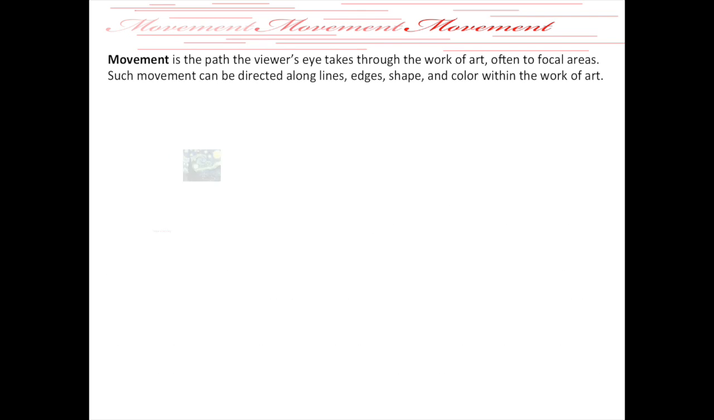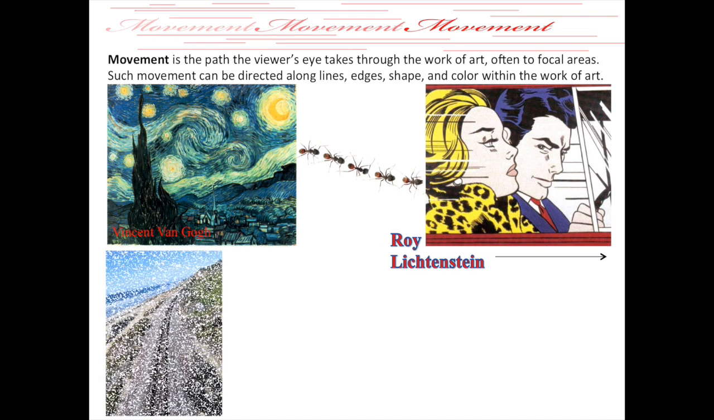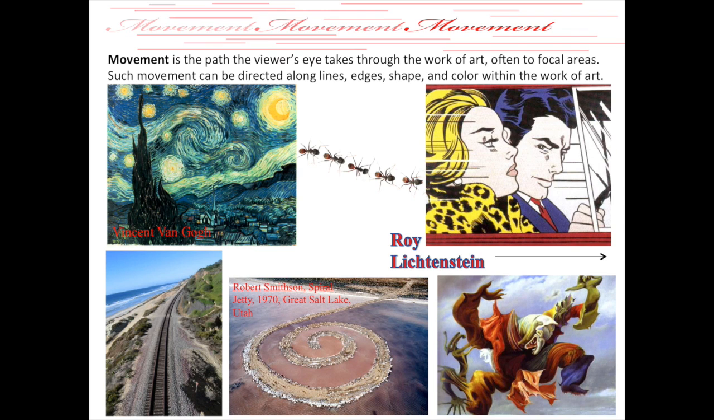Movement is the path the viewer's eye takes through the work of art, often to focal areas. Such movement can be directed along lines, edges, shapes, and color within a work of art.